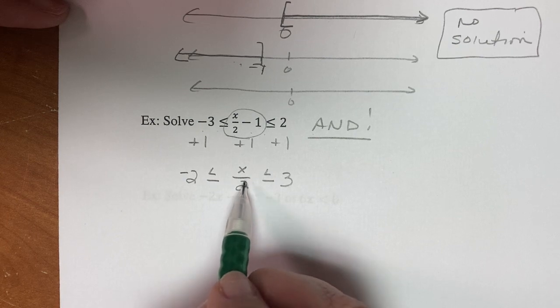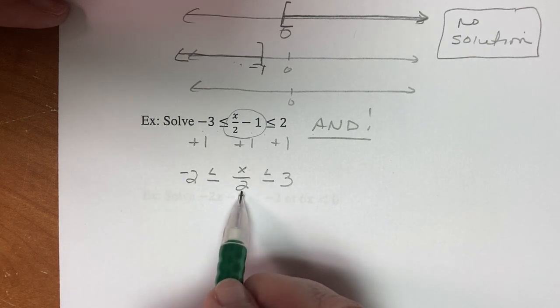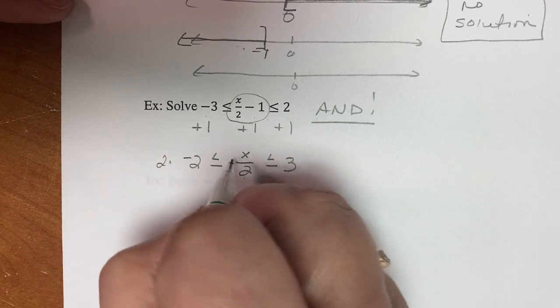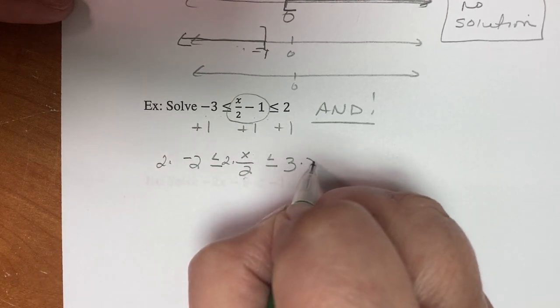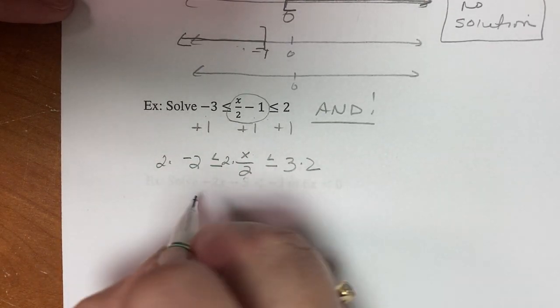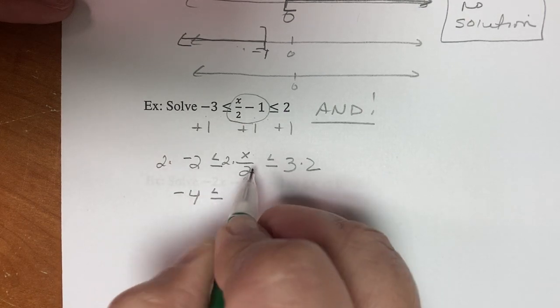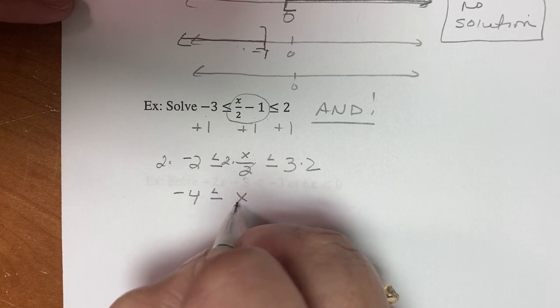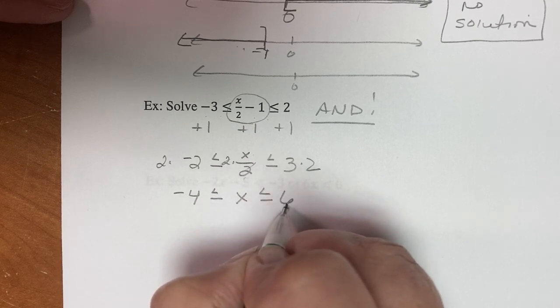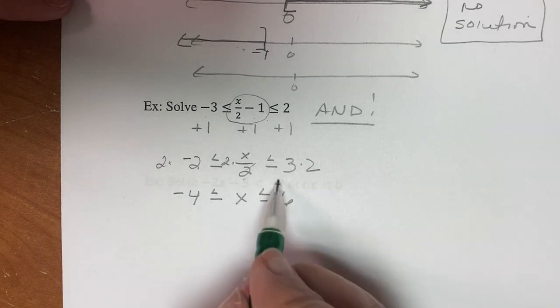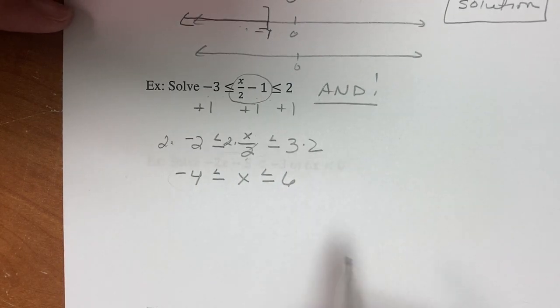Now, what am I going to do to get the x alone? Well, right now it's being divided by 2, so I have to multiply everything through by 2. So times 2, and times 2. So now it's going to say negative 4 is less than or equal to, the 2's cancel, x is less than or equal to 6. So this is my solution.